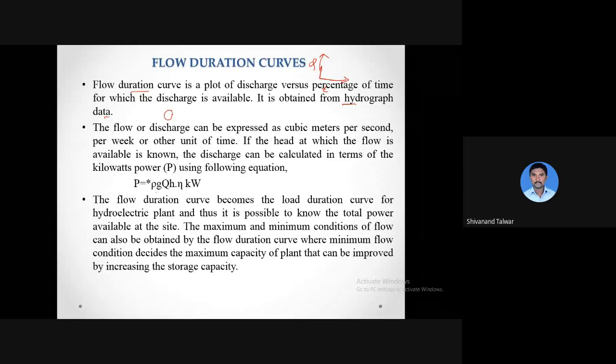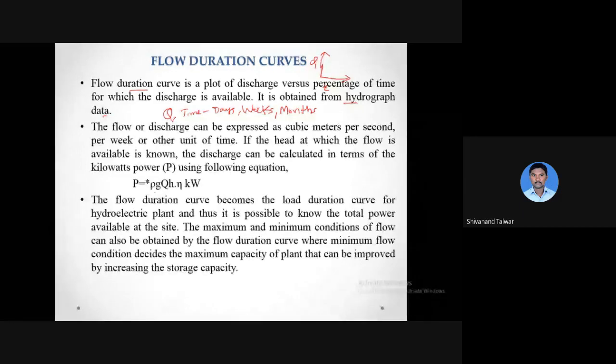We will be taking the value of discharge. Then days, that is time, will be taken. So time will be in terms of days; it may be in terms of weeks or months. This data we will take and plot the graph between discharge and time. Then time will be in terms of percentage. So this discharge versus time, we will call the flow duration curve.